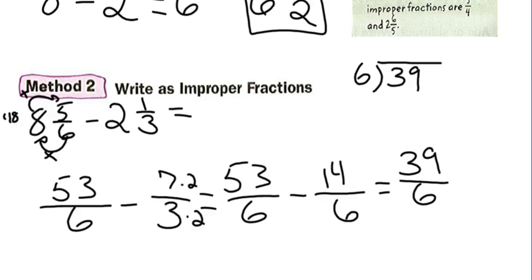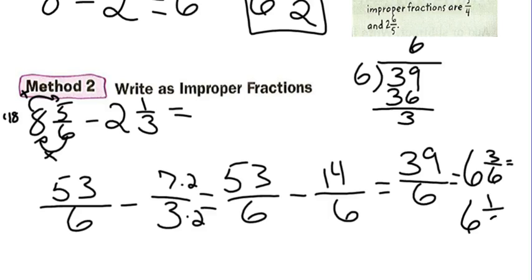To turn that back into a mixed number, how many times does 6 go into 39? It goes in 6 times, leaving us with 3/6 remaining. So that would be 6 and 3/6, which we said was 6 and 1/2. So as you can see, it gets you to the same answer.